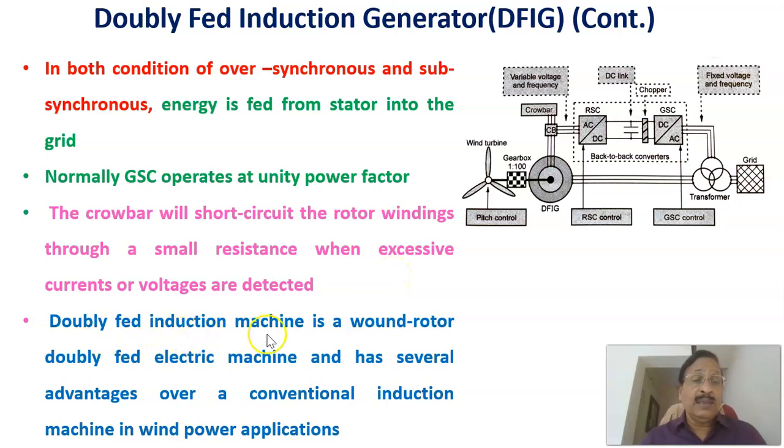Therefore, the doubly fed induction generator machine is a wound rotor doubly fed electric machine and has several advantages over conventional induction machine in wind power application. Doubly fed induction generators are widely used in wind power extraction.